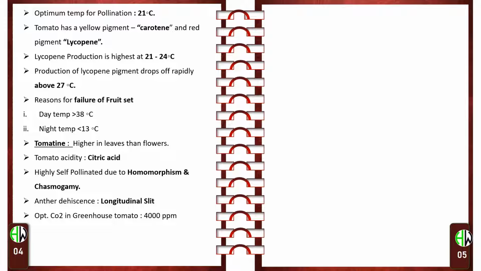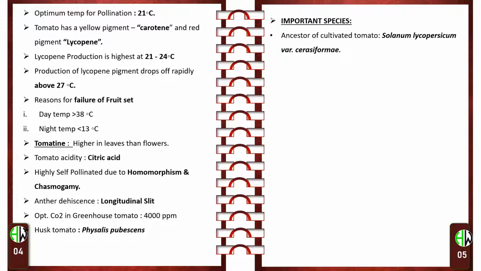Optimum carbon dioxide in greenhouse for tomato is 4000 ppm. Husk tomato botanical name is Physalis pubescens. Important species of tomatoes are: ancestor of cultivated tomato, Solanum lycopersicum variety cerasiforme. Currant tomato, which is resistant to diseases, is Solanum pimpinellifolium. Pear-shaped, Solanum peruvianum.